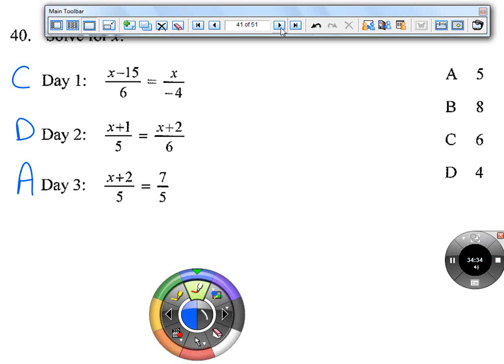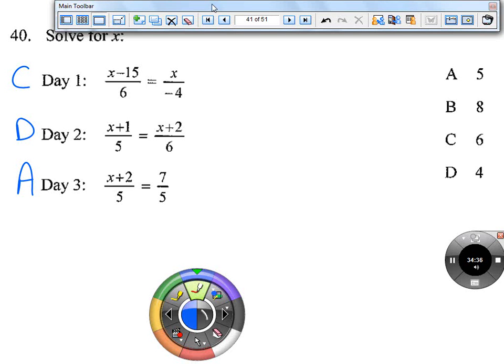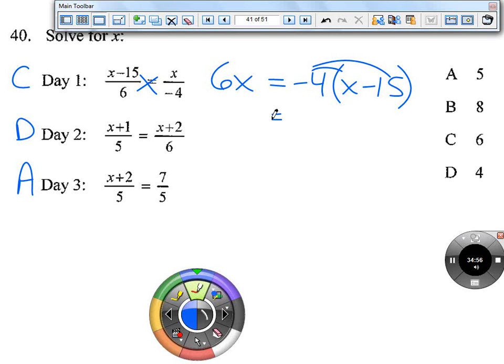41, really good way to solve equations like this. These are proportions when you have one fraction equal to another one. I think cross-multiplying is a really good way to do it. So 6 times x, that would be 6x equals. Then we have to multiply -4 times x minus 15. We're going to have to distribute that. So we distribute this. So that's going to be negative 4x. Negative times a negative, so that's going to be plus 60.